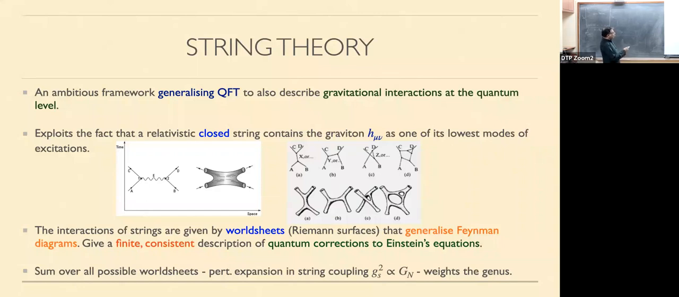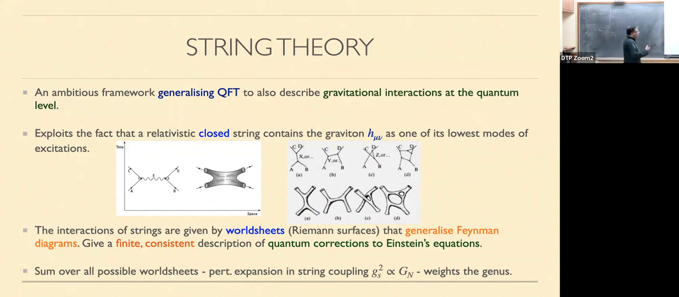And the quite remarkable aspect of this observation was that there's a certain set of rules, like for the Feynman diagram, governing these amplitudes, and they give a finite, consistent description of quantum corrections to Einstein's equations. And these rules are like Feynman diagrams, a perturbative expansion, but now in terms of something called the string coupling, the strength of interaction. Essentially, you should think of this as something that weights the number of holes, or the genus, as I was calling it. So that's the quantum parameter in string theory that's related to Newton's constant in the theory of gravity. So you sum over these world sheets.